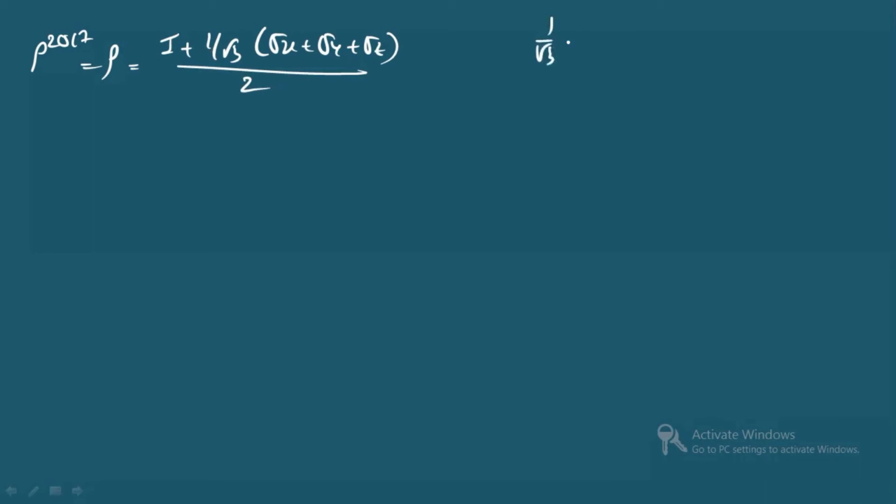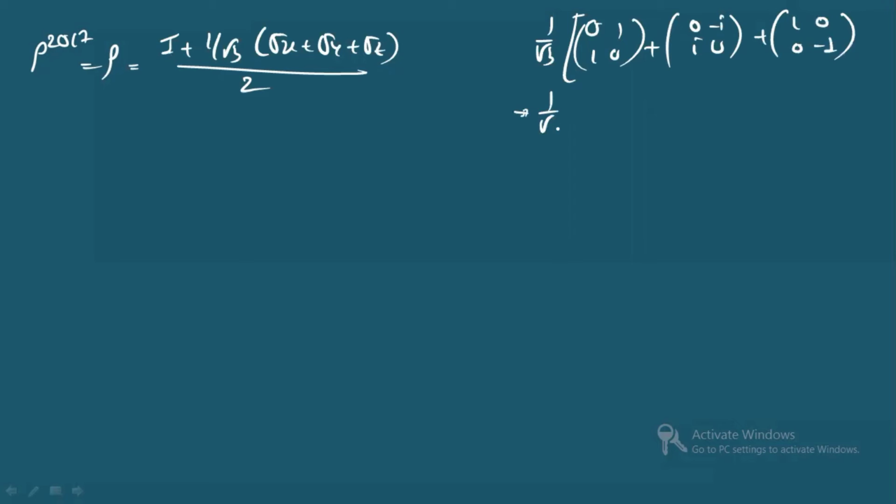It's 1 by root 3. So here you are getting sigma x equals what? We will write the Pauli matrices. Sigma x is 0 1 1 0, plus sigma y is 0 minus I I 0, and sigma z is 1 0 0 minus 1. So keeping 1 by root 3 outside, 0 plus 0 plus 1 gives 1, 1 minus I plus 0 is 1 minus I. Again, this will give you 1 plus I, and here you will get minus 1.